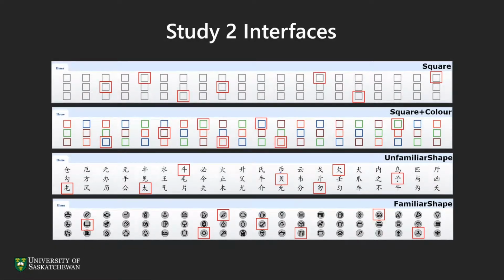In our second study, we assessed meaningfulness using icons that were either identical squares or concrete images, familiarity using concrete icons that were either unfamiliar shapes or familiar images, and color, where square icons could be either monochrome or colored.